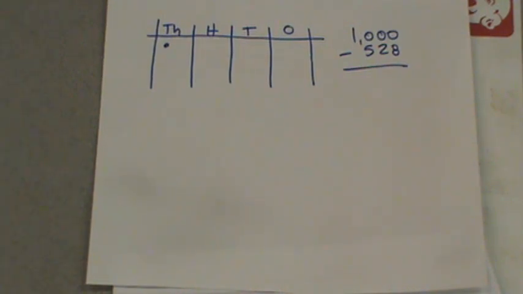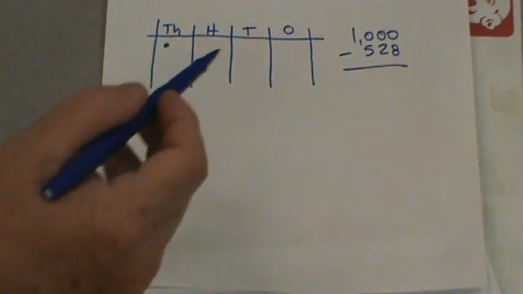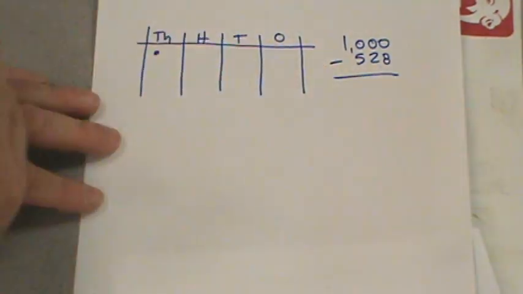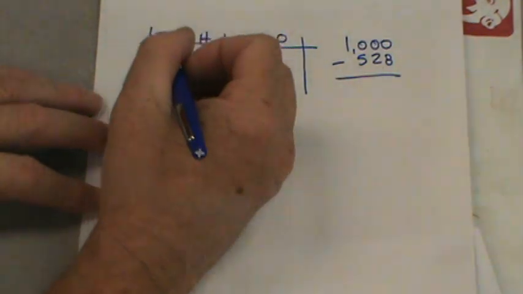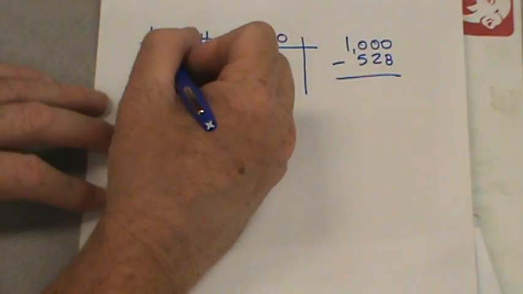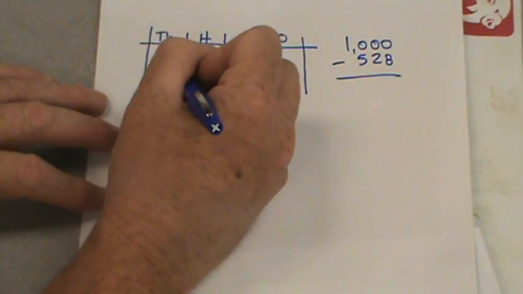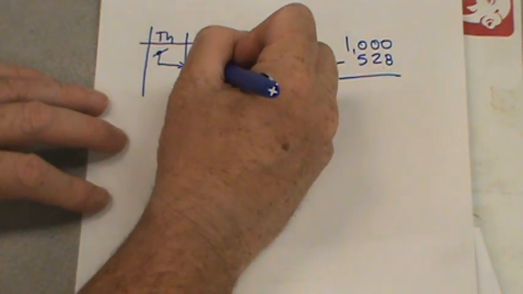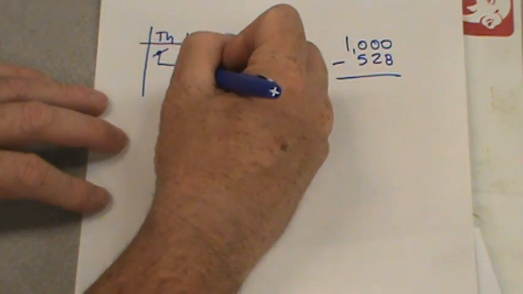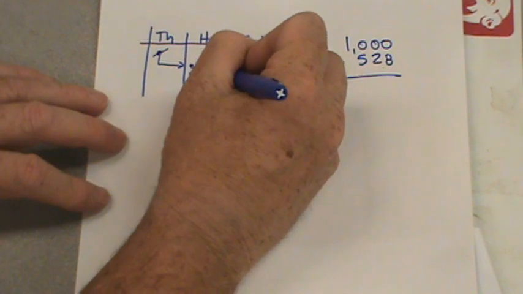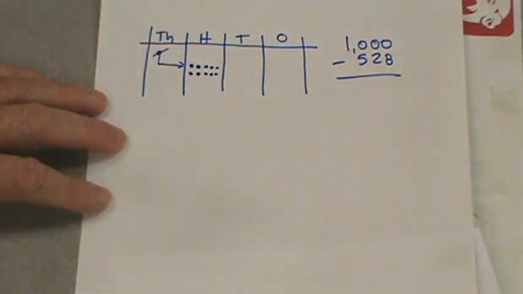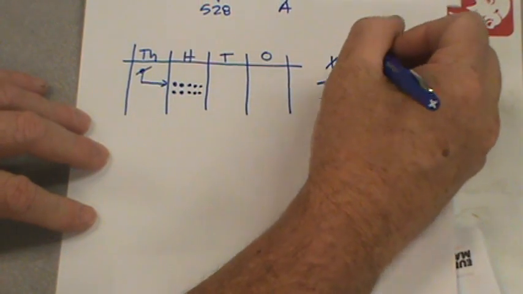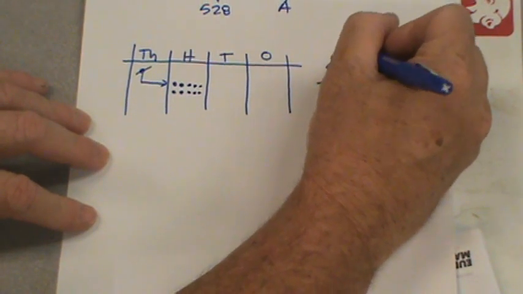And let's go to the ones. I can't take away 8 ones from 0. Can't be done. So we have to start decomposing, all right? I'm going to take this 1,000. It's going goodbye. And this 1,000 is giving up 10 hundreds. Are 10 hundreds 1,000? You bet they are. All right? So I've said goodbye to this 1,000, and now we have 10 hundreds.